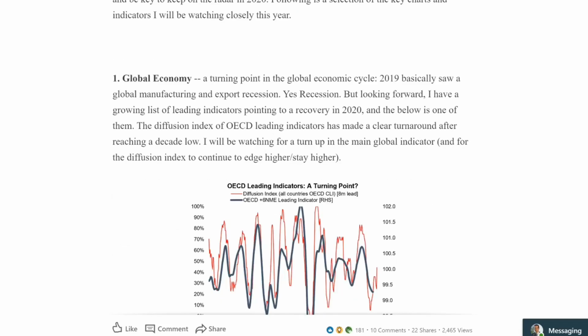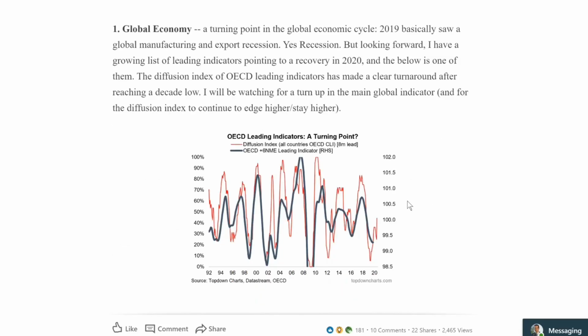Number one, a global economy. So what I'm going to do is, for each of the 10 charts, I'm going to just describe what the actual chart is, how it's kind of made, and what the implications are. So this first one here, the red line is probably the starting point.